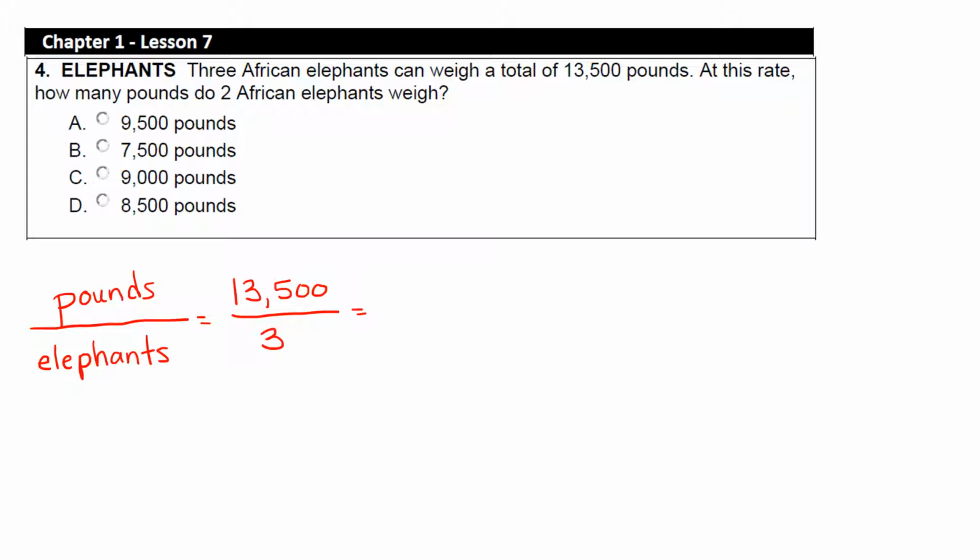Now, my suggestion is we want to get to two elephants. The idea is that we want to know how much two elephants weigh. There's no easy way to get from three to two. That'd be wonderful if we could, but we can't. So what we really want to do then is get to one. So we want to go from three to one elephant, find out how much one elephant weighs, and then we can get to two elephants. So first we're going to have to divide 13,500 by three.